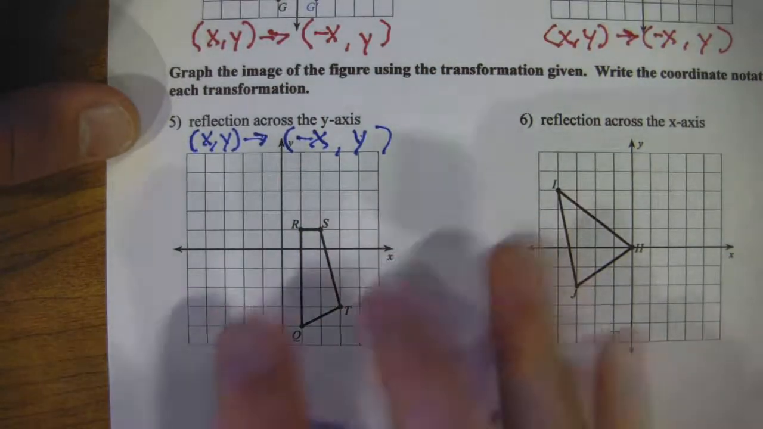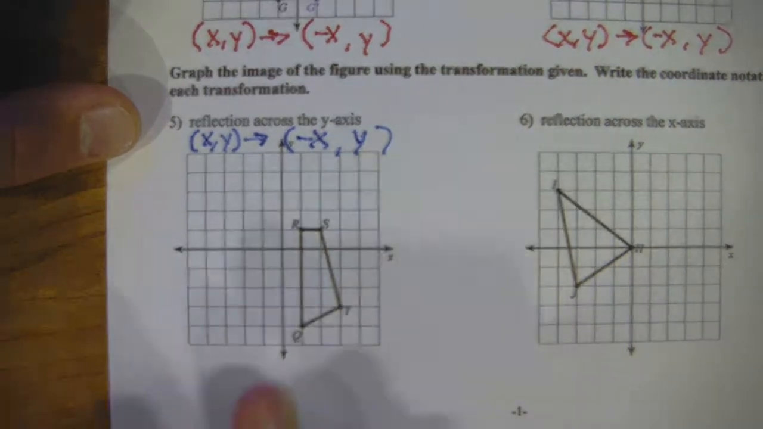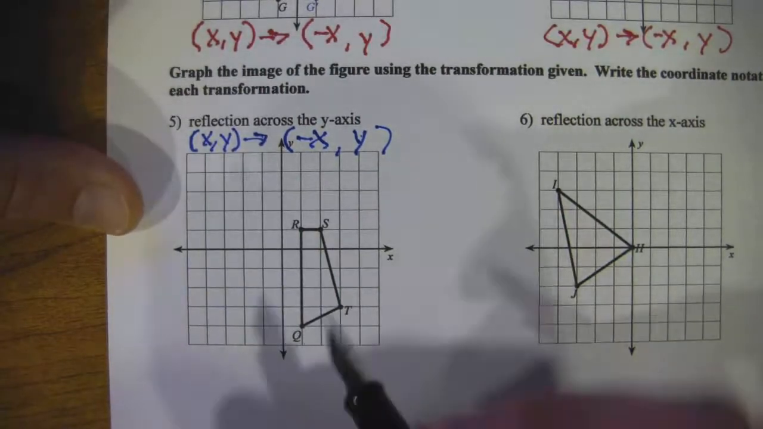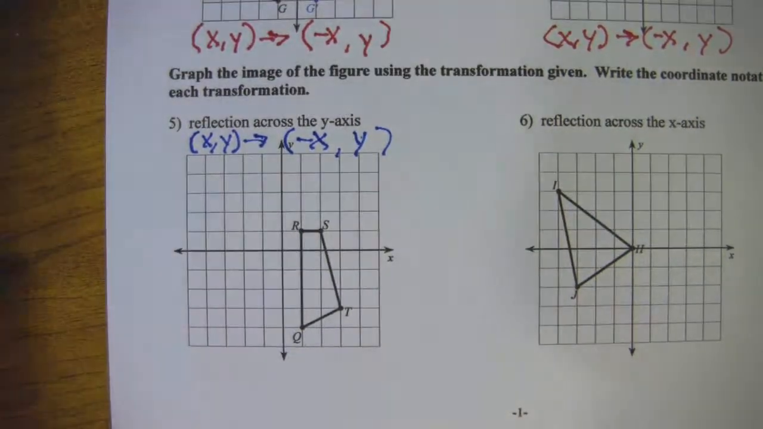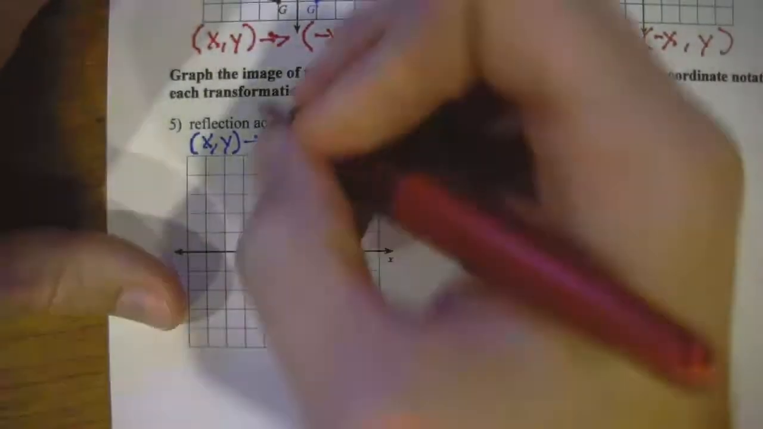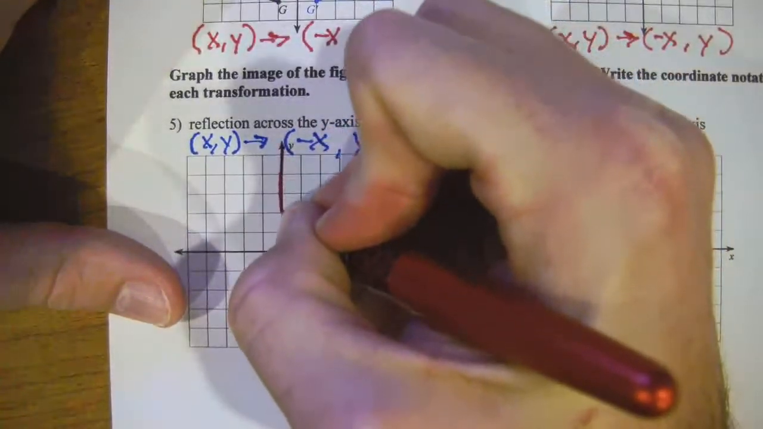All right, well, let's talk about one way that we can do these transformations. One way to do it is to count. Let me show you what I mean. Let's look at Q, for example. Q is 1 box away, and I'm going to make this a little bolder so we can see it.